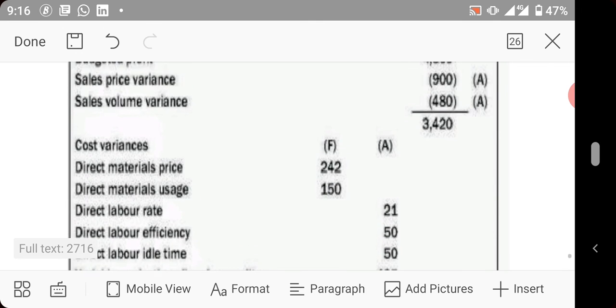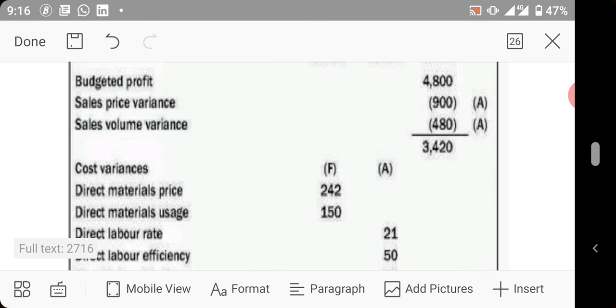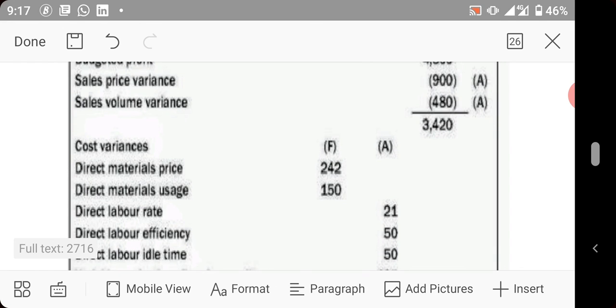So you now start your reconciliation. Now, favorable will be added, while adverse will be deducted. So we'll come here. Sales price variance is adverse. If it is adverse, remember adverse is always in brackets. You less. Sales volume variance is also adverse. You less. So you now have this.